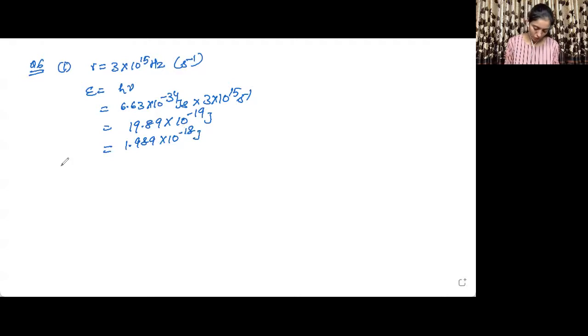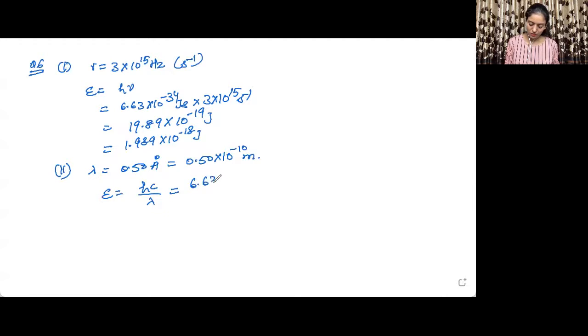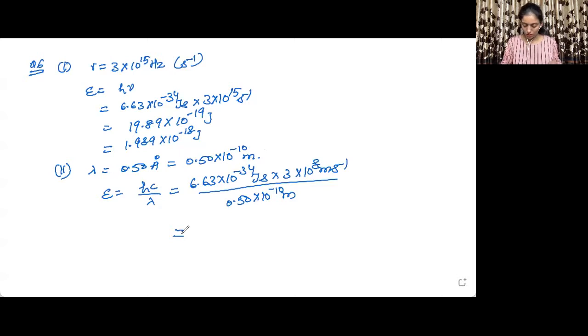All right. Now let us move to the second part of this question. Now lambda has been given. It is equal to 0.50 angstrom, or we can say 0.50 into 10 raised to the power minus 10 meter. So energy is equal to hc upon lambda. It is equal to 6.63 into 10 raised to the power minus 34 joule second into 3 into 10 raised to the power 8 meter per second upon 0.50 into 10 raised to the power minus 10 meter. So we just need to find out what is the energy associated with this lambda.